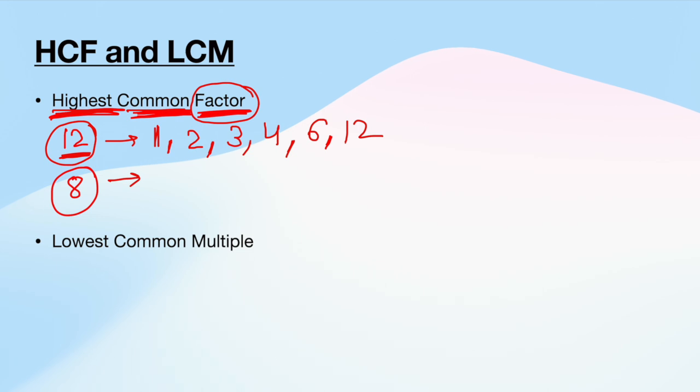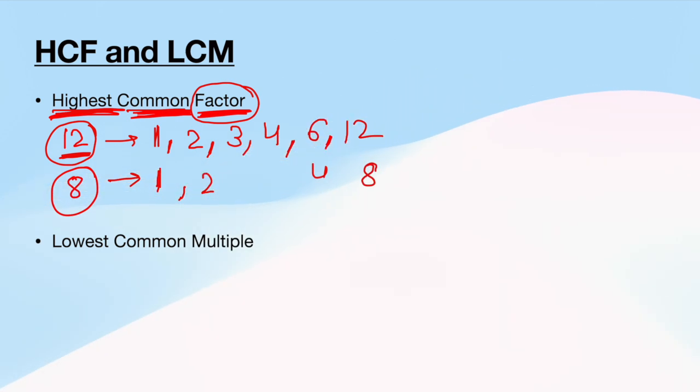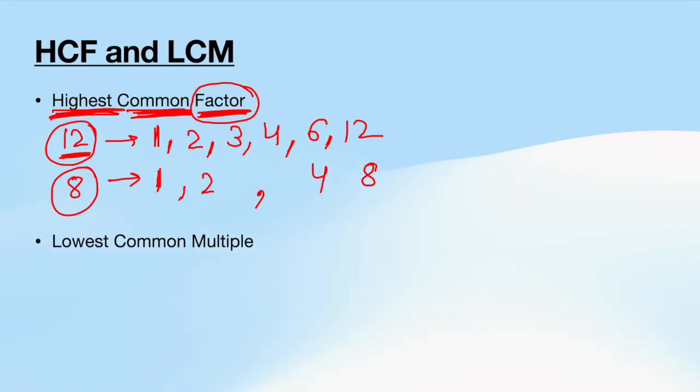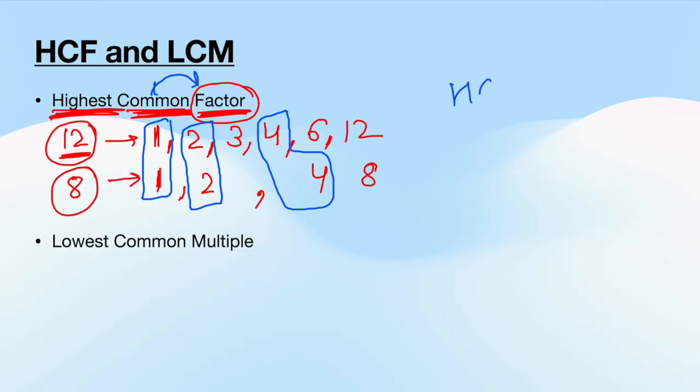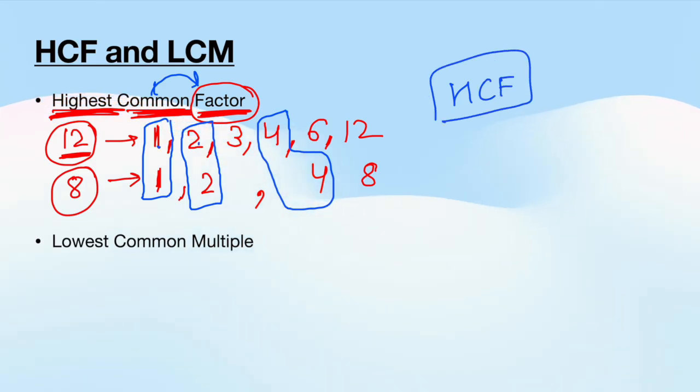Similarly for 8, I can write the factors like 1, 8, then 2, 4. Is there any number in between which can divide it? No. So what is common here? In 12 and 8, 1 is common. Yes or no? 2 is also common. 4 is also common, right? But HCF means we have to find the common factor and that should be the highest. So 1, 2 and 4. What is the highest? 4. So the HCF of these numbers will be 4. Clear?